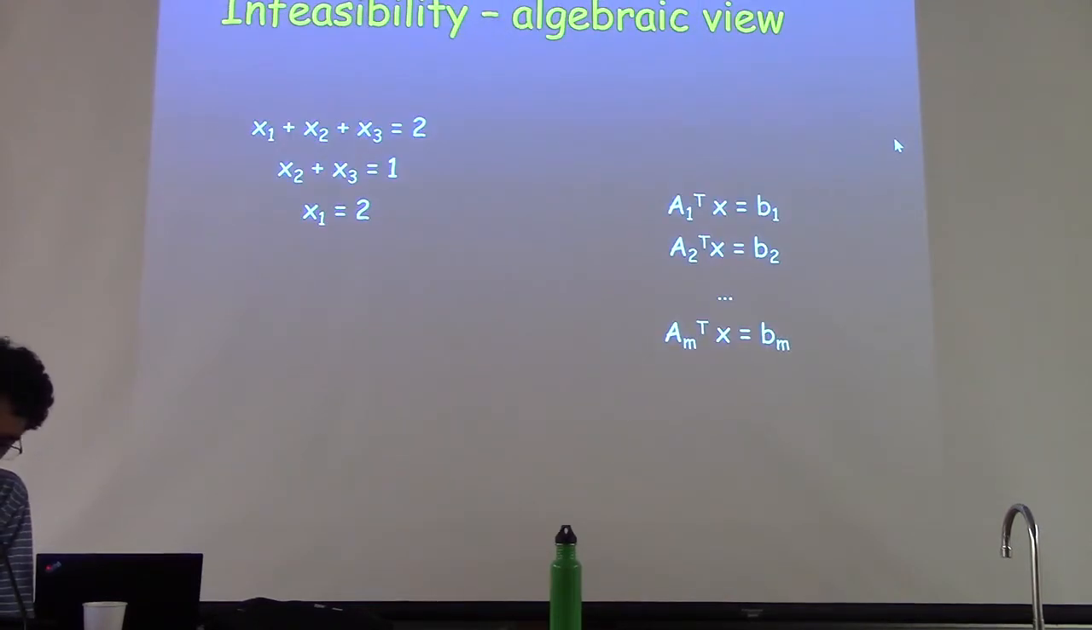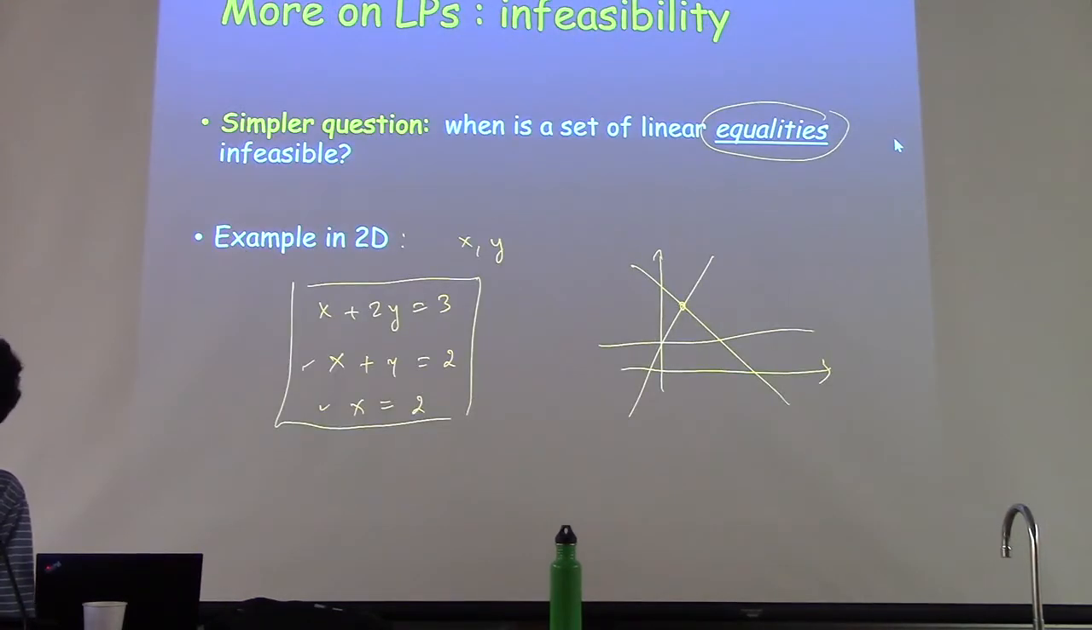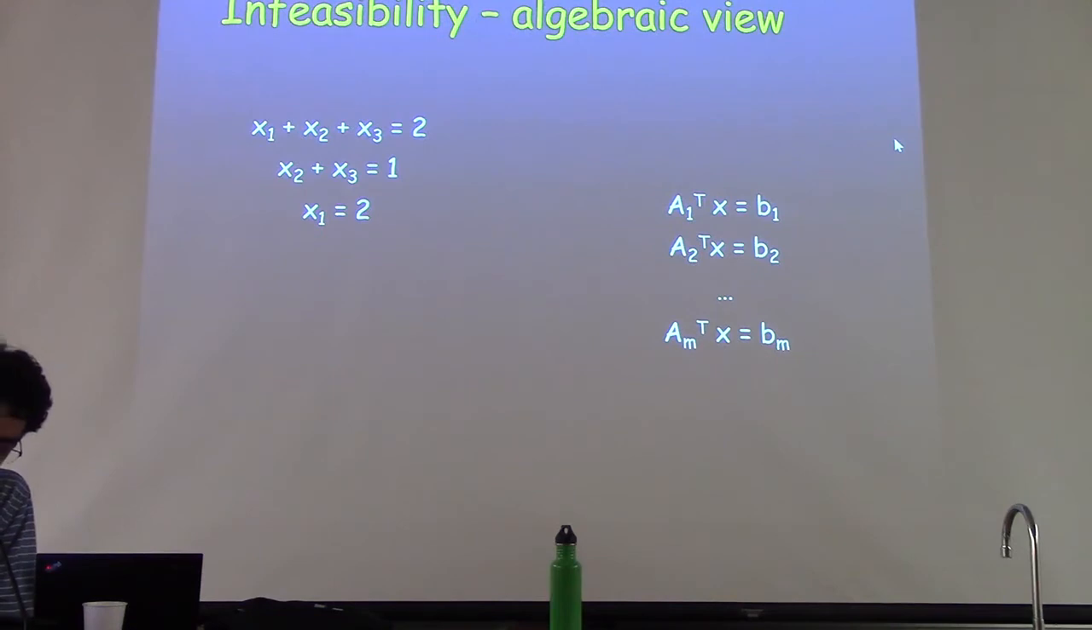Let's look at another example. In the previous case you could argue that I had more equations than variables, so it was unlikely to be feasible. Now let's look at this: you have three equations and three variables. Would you say that this is feasible?